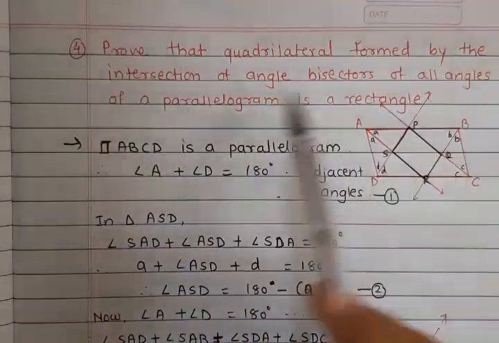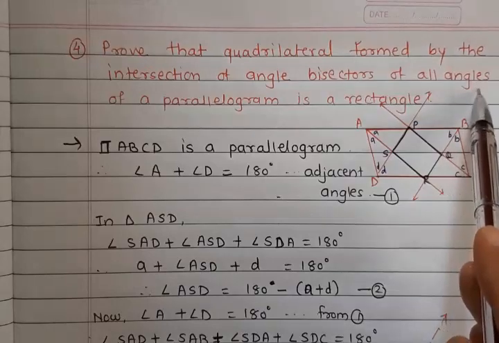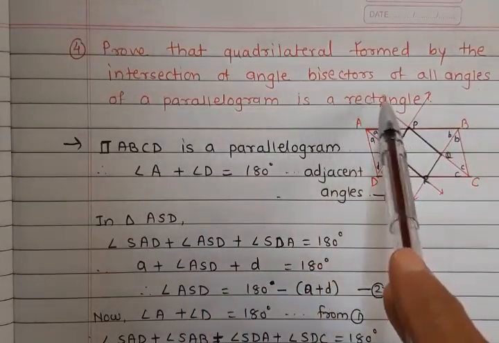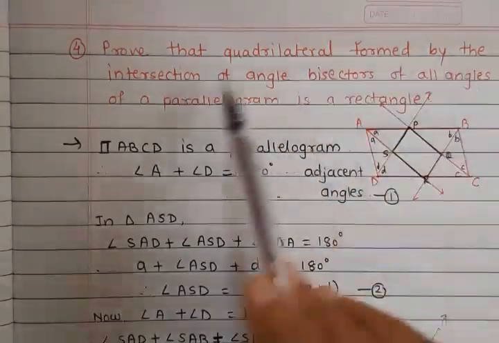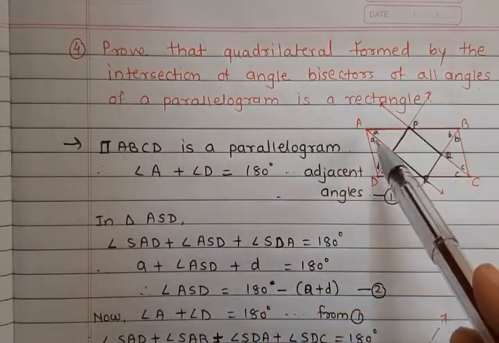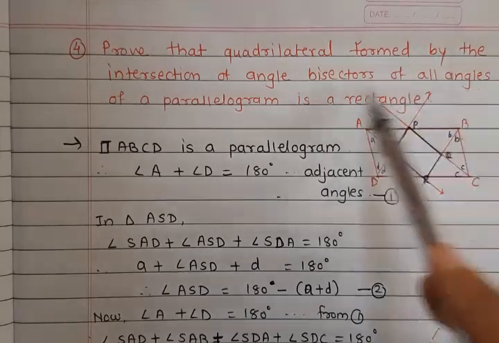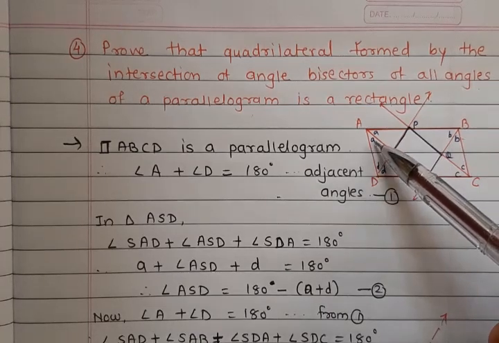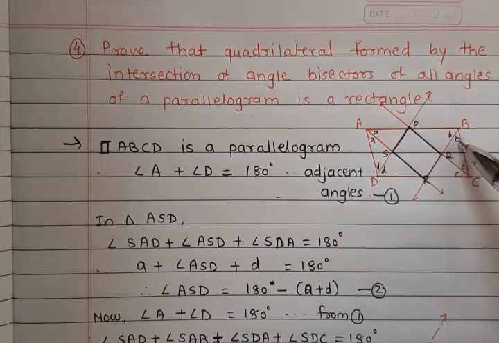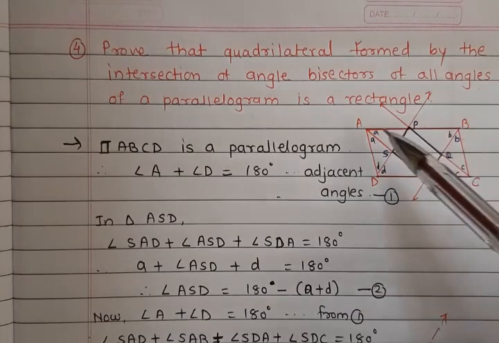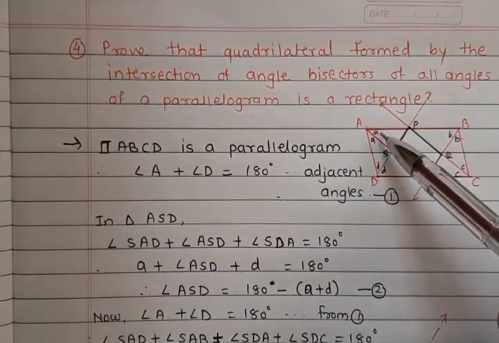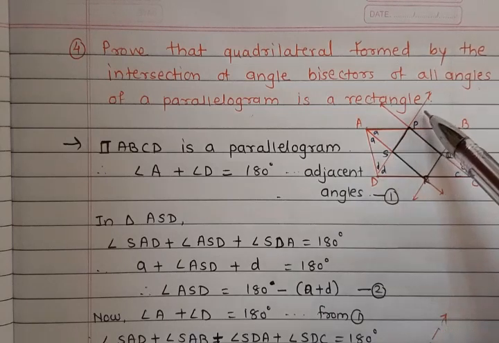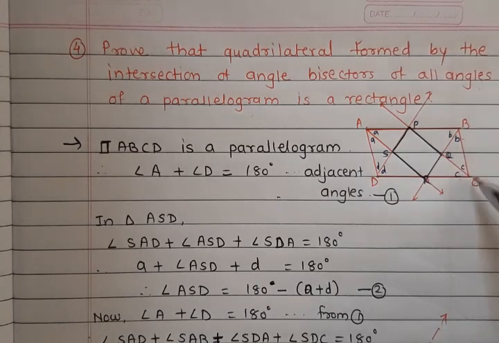Prove that the quadrilateral formed by the intersection of the angle bisectors of all angles of a parallelogram is a rectangle. Now here these angle bisectors are given. If you observe the diagram, I mention small a, small d, b and c. That means ray AR is an angle bisector of angle A, ray DP is an angle bisector of angle D, CP is an angle bisector of angle C, and BR is an angle bisector of angle B.